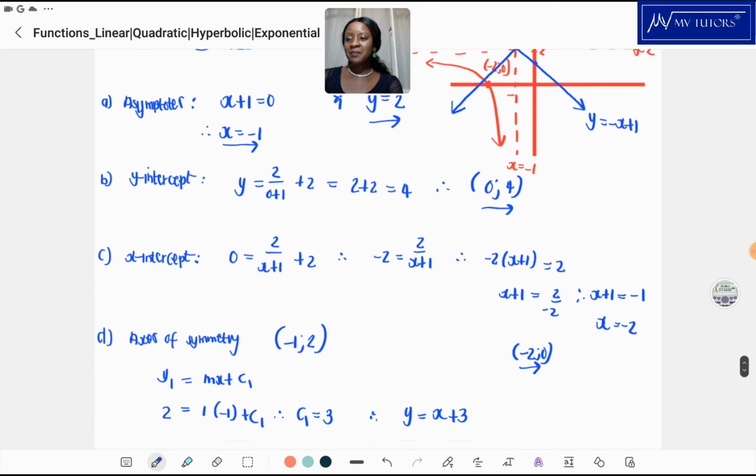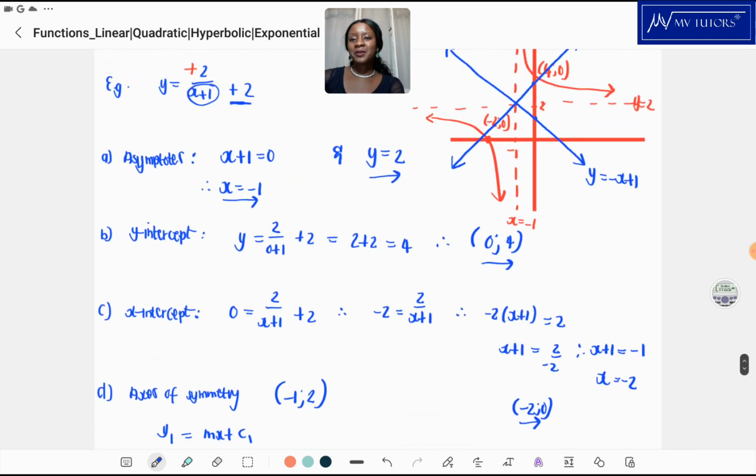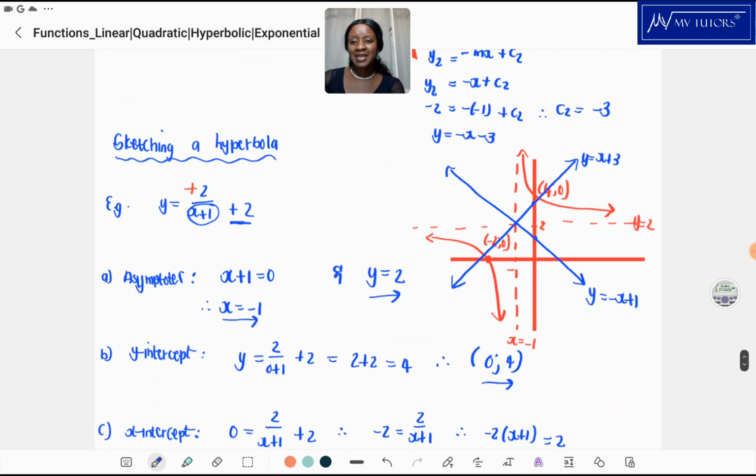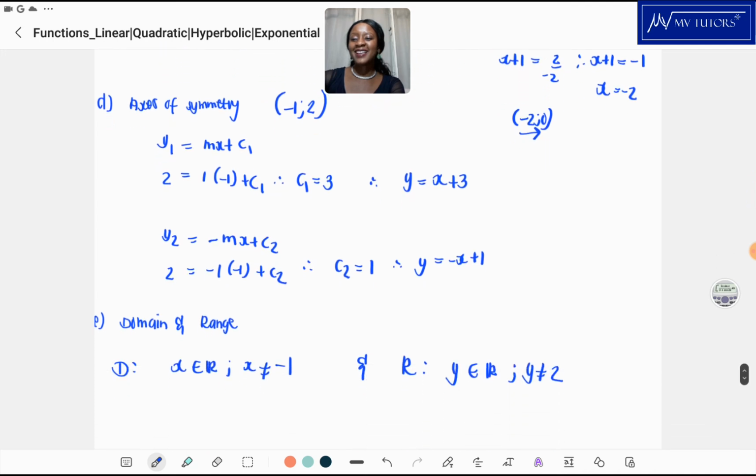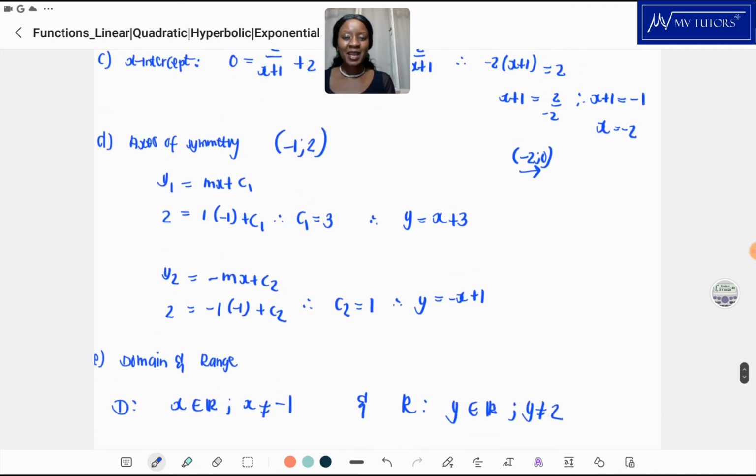And what else are we missing? Oh, the domain and the range. So yes, you can see the domain can't be equal to negative 1, and the range can't be equal to 2. You can't really cross that. And that is it for the hyperbolic function.